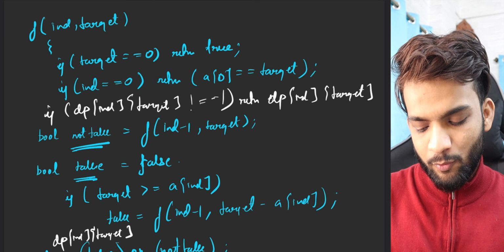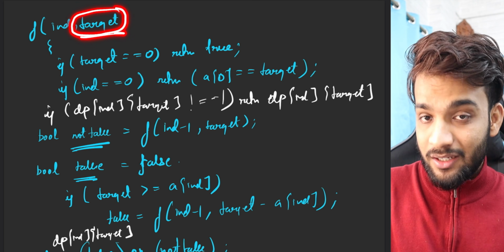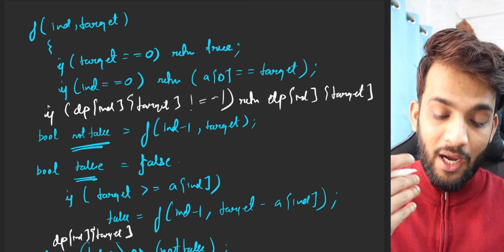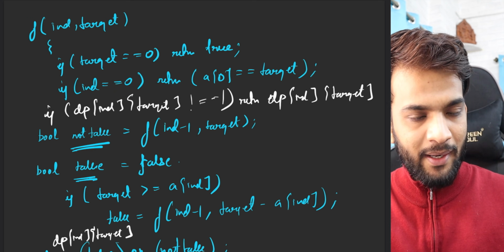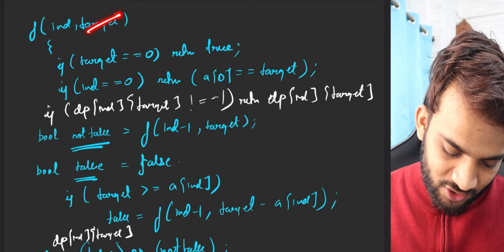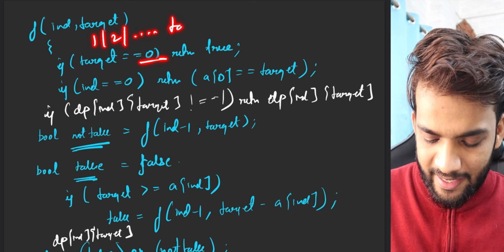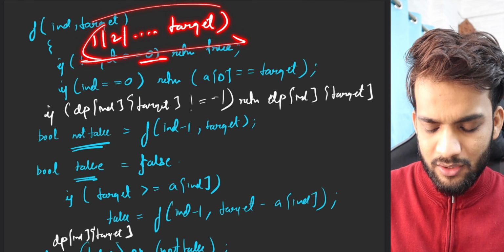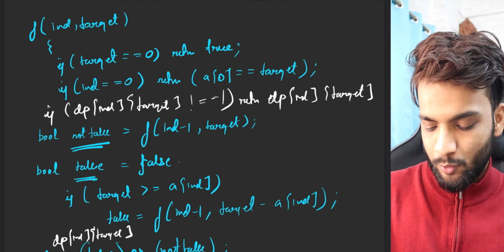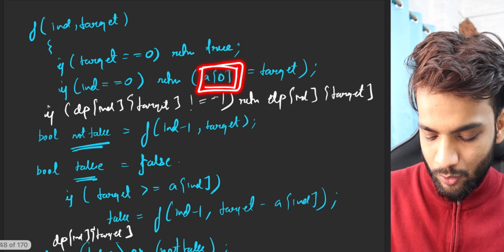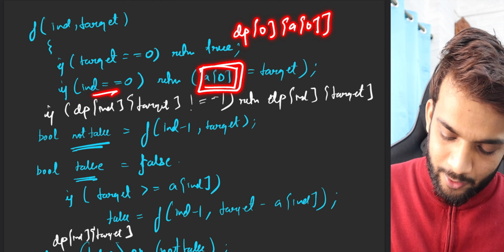Okay. But when will it be true? When will it be true? For every target, what can be the possible values of target at index 0? Think, ask your brain to think. You'll be like, it can be anything. Target can be 0, target can be 1. It can't be 0, but it can be 1, it can be 2. It can be till any value of the given target. So you'll be like, but which one will be true? Only A of 0 will be true. In DP of 0, A of 0 will only be true.